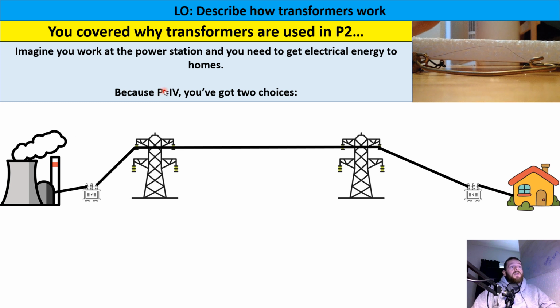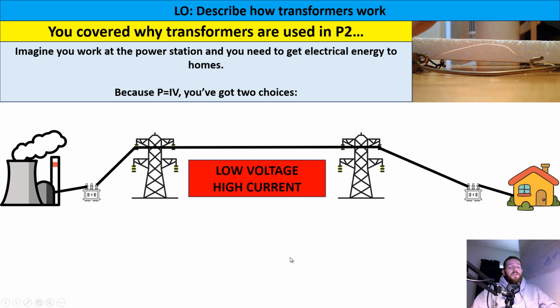I nearly said something wrong there. When I'm talking about power, I'm actually talking about how much energy we're transferring in a certain amount of time. Because power is equal to current times voltage, you've got two choices. Let's say this house wants 100 joules of energy. That's a ridiculously small amount of energy, by the way. But let's imagine it did want 100 joules. You send out 100 joules of energy from the power station. Does it all get there? If it doesn't, how much is lost? Do you want to be losing energy? We need to talk about how we could do this.